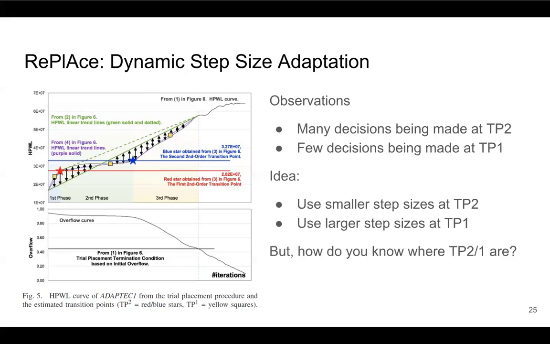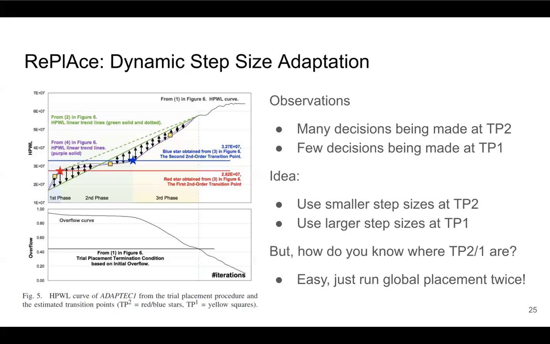But now a question. Wait a second, what is TP1 again? TP1 are these squares, the flat regions. Okay. And the question is, how do you know where TP2 and TP1 are? It's almost like you need to compute global placement in order to get them. Well, that's exactly what they do. They run global placement twice.